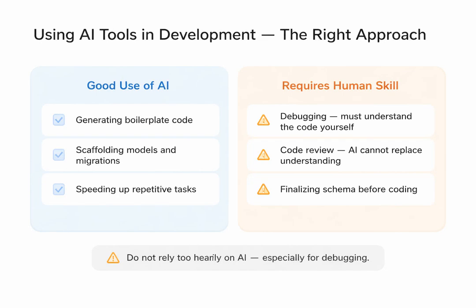There's an important philosophy being shared here about how to use AI tools in development. AI is great for building things, generating code, scaffolding, speeding up repetitive tasks. But when it comes to debugging, you really need to do that yourself. The reason is simple. To debug effectively, you have to understand the code. If you hand debugging off to AI without understanding what's happening, you'll fall behind. The recommendation here is to always do at least one manual code review yourself before relying on AI to fix problems. AI is a tool to help you build faster, not a replacement for understanding.